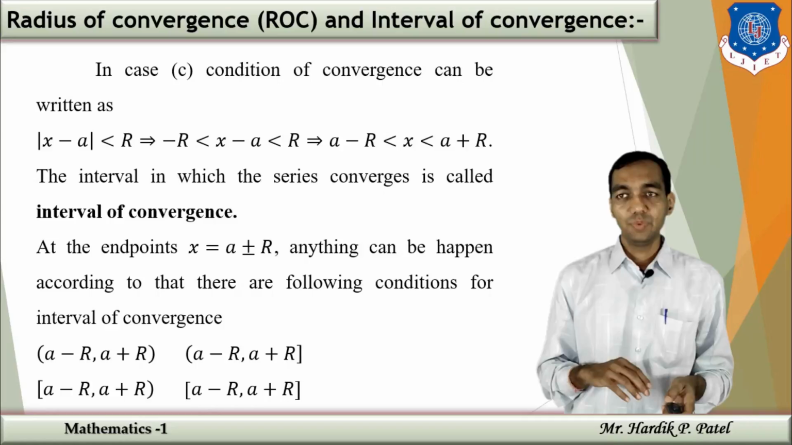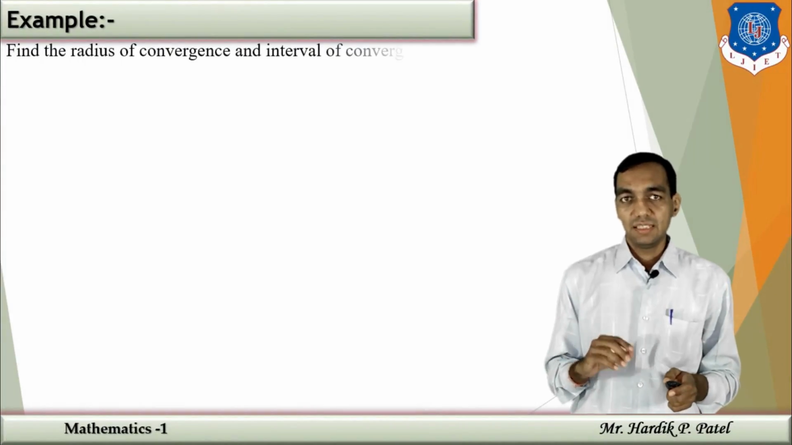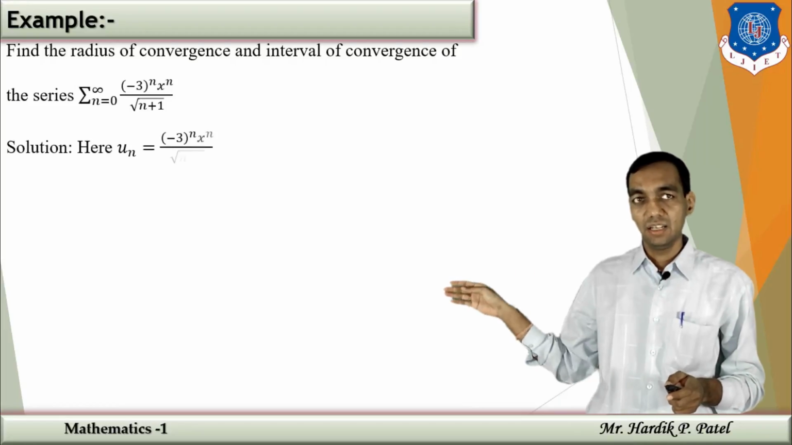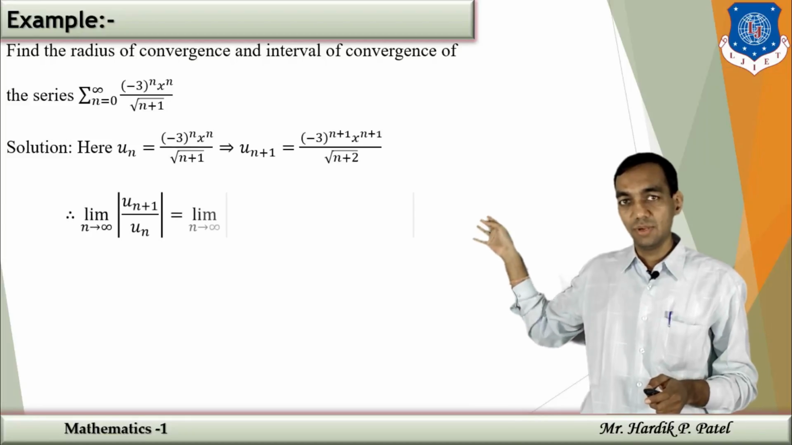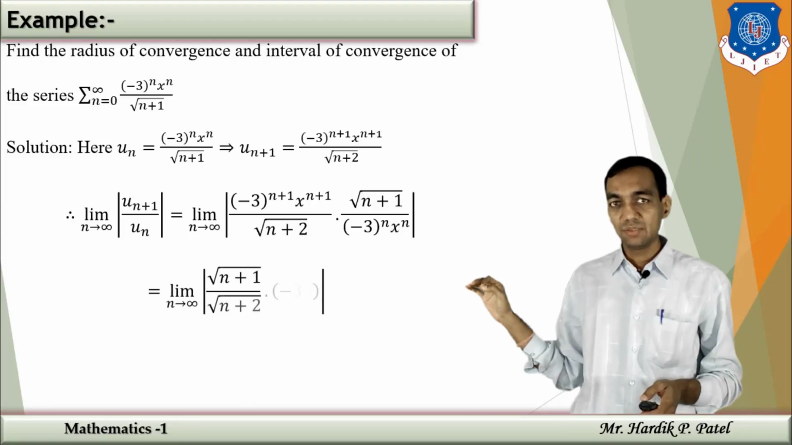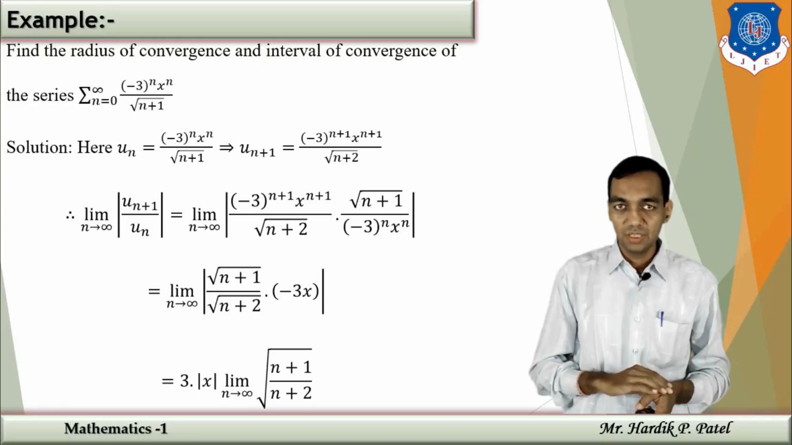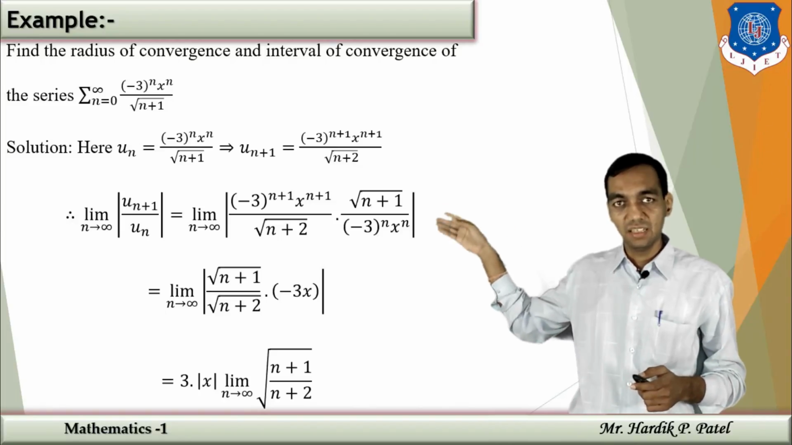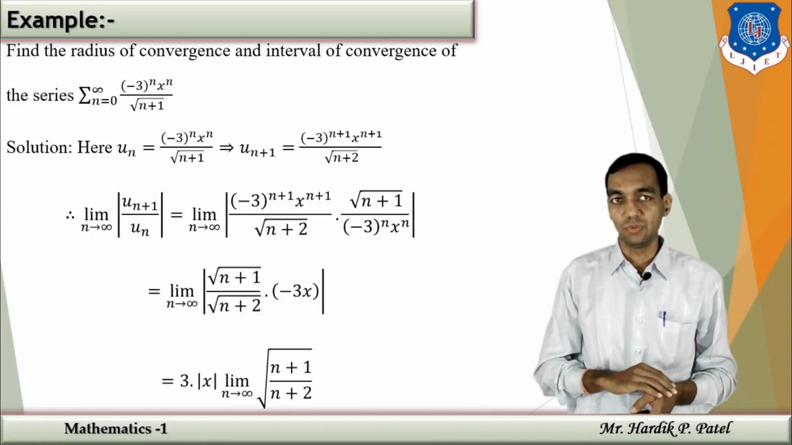So first example we are going to check out. Find the radius of convergence and interval of convergence for the series sigma n running from 0 to infinity of (minus 3) raised to n times x raised to n divided by root of n plus 1. So your un is (minus 3) raised to n x raised to n upon root of n plus 1, correct? So we write un plus 1, that will be (minus 3) raised to n plus 1 into x raised to n plus 1 upon root of n plus 2.